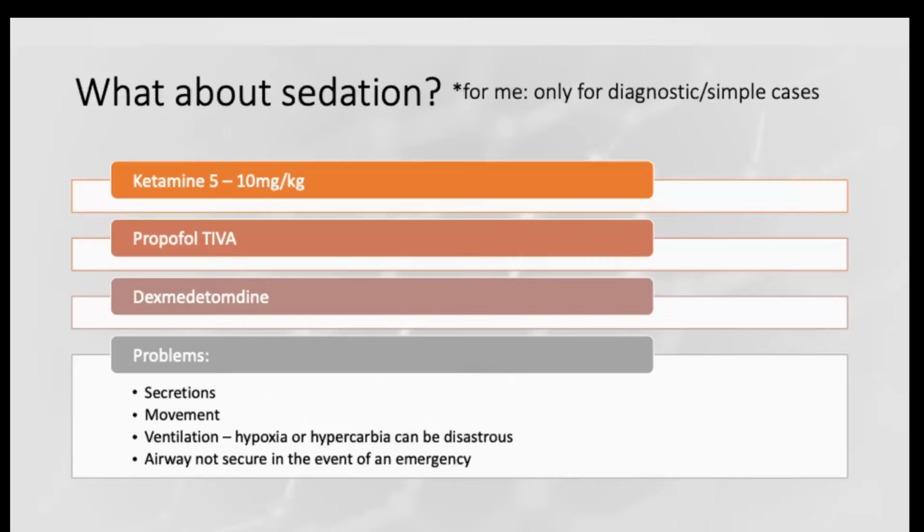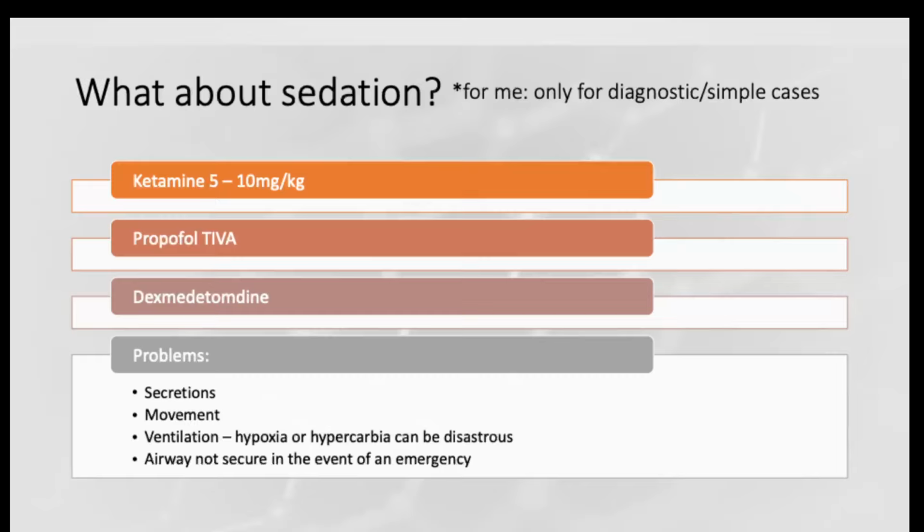Propofol, low dose, TIVA. So that means at a target of 1 to 2 micrograms per mil. Dexmedetomidine, very, very slow at 1 to 2 micrograms per kilo, or as an infusion. However, beware of the bradycardia. So the problems are secretions, movement, ventilation can be an issue. We don't want them to retain CO2 and become hypoxic.